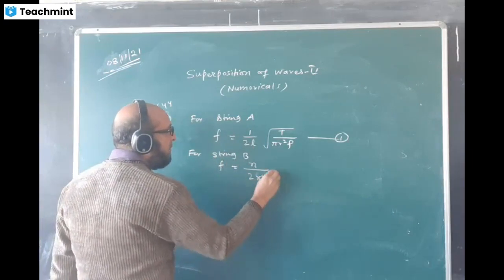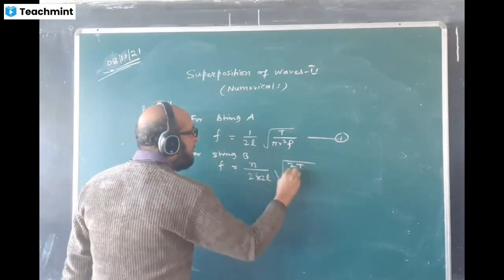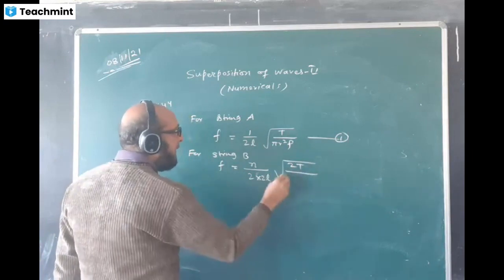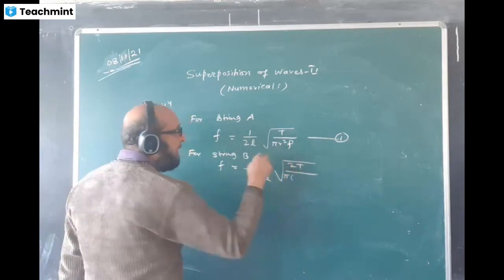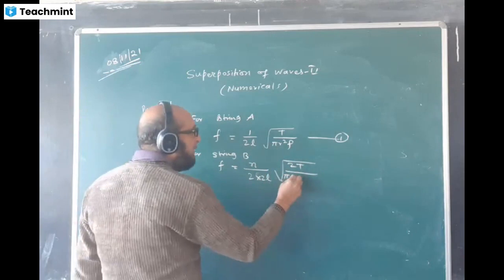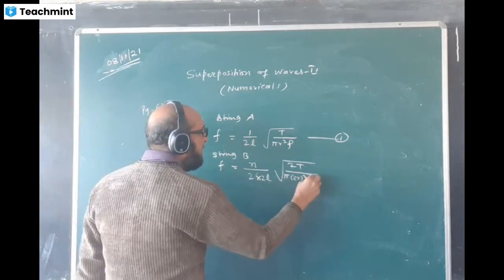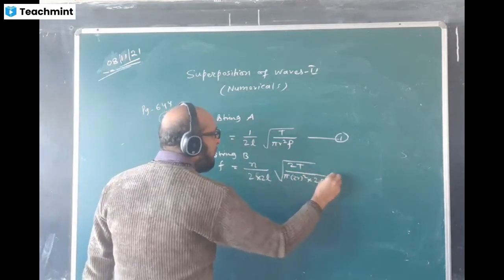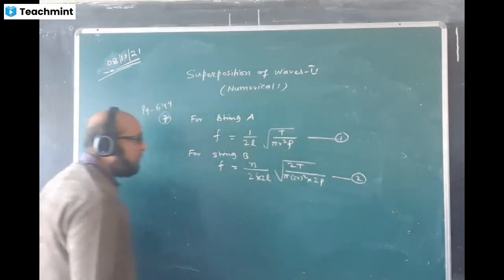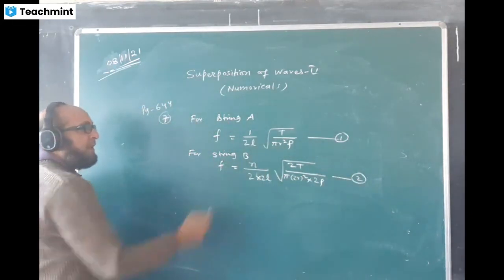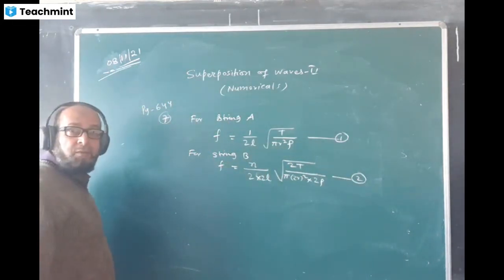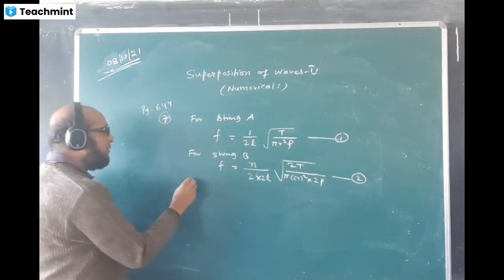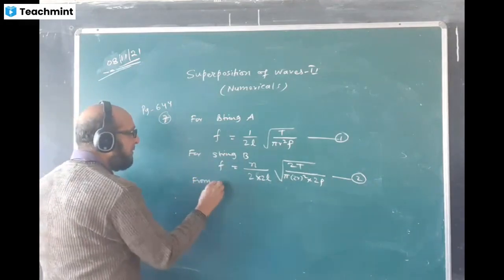Length is 2L. Tension also 2L, 2T. Pi remains as it is. Diameter is double, so the radius also will be double, that is 2r square. Density also double, 2 rho. Equation number 2. I have to find the value of n. So equation 1, equation 2, you can equate and get the answer.